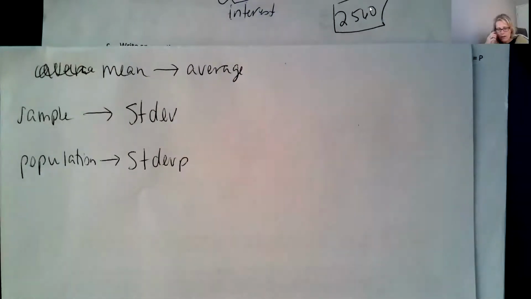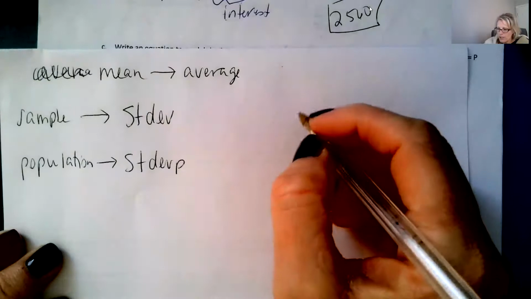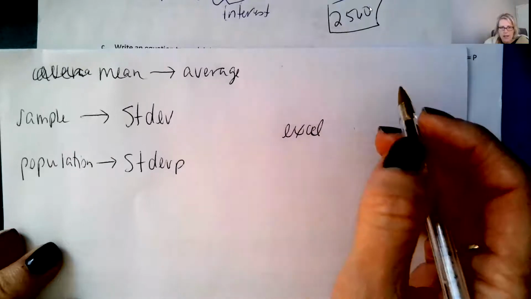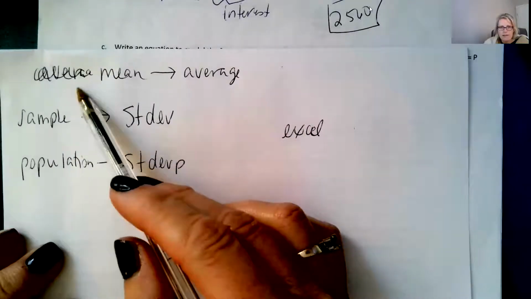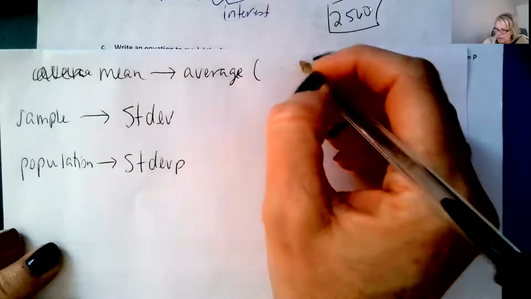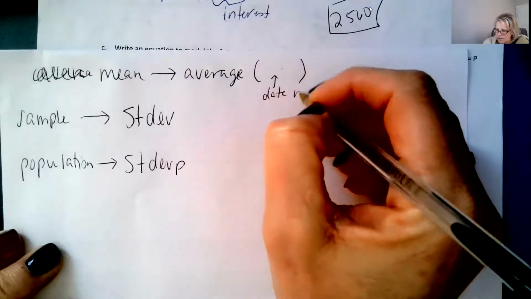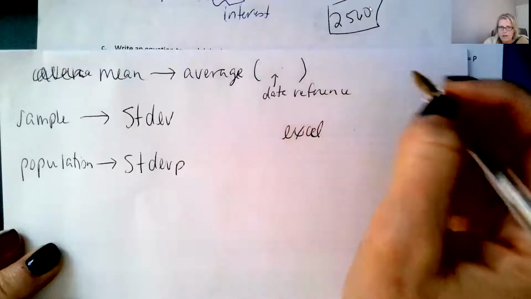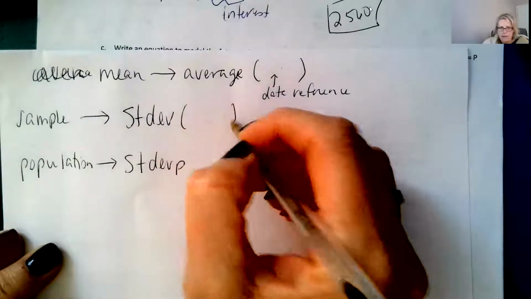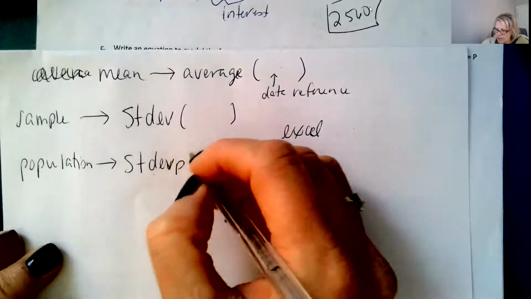So another thing that got brought up about the Unit 4 project is if you want to complete your work in Excel, because that's where the data is, you can just save it. To calculate the mean in Excel, you're going to use the command AVERAGE and then your data reference. And then the same for a sample standard deviation, you're going to use STDEV, and for a population standard deviation, you'll use STDEVP.